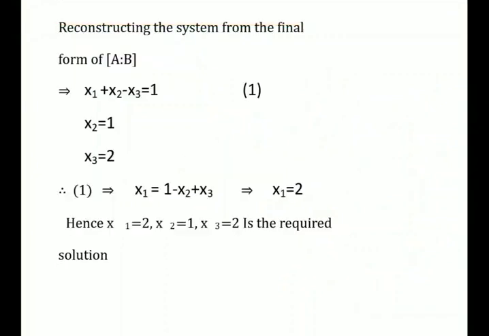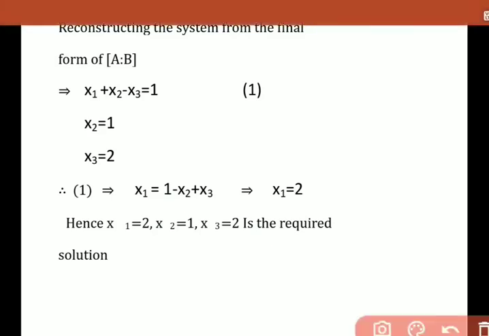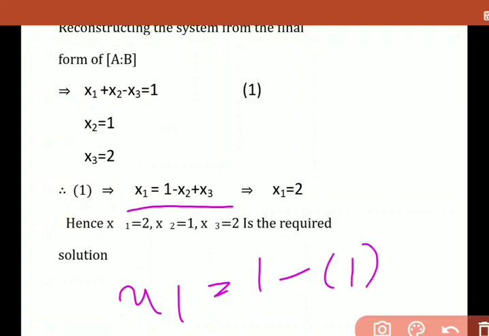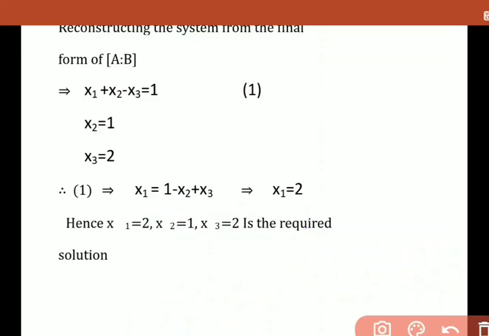So what does this imply? Equation 1 implies x1 is equal to, taking x2 and x3 to the right-hand side, minus x2 plus x3. Substituting the values, x1 is equal to 1 minus x2, which is 1, then plus x3, which is 2. So 1 minus 1 gets cancelled, and x1 is equal to 2. Hence we have x1 is equal to 2, x2 is equal to 1 and x3 is equal to 2 as the required solution.